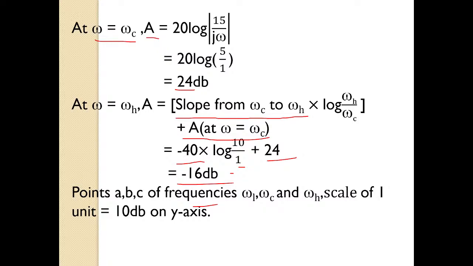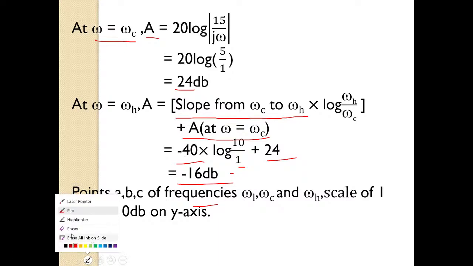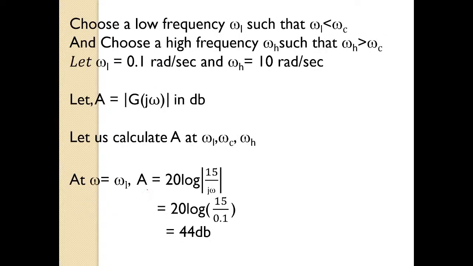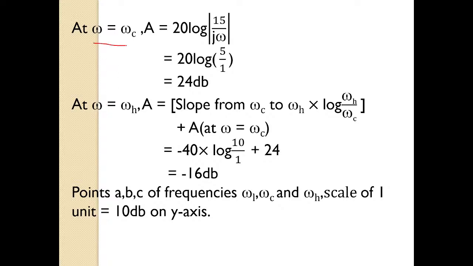So we have got 3 points for A, for omega equal to omega L, omega equal to omega C, and omega equal to omega H. For omega equal to omega L, A is 44 decibels. For omega equal to omega C, A is 24 decibels. For omega equal to omega H, A is minus 16 decibels.